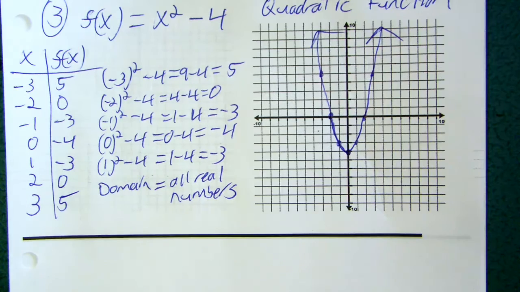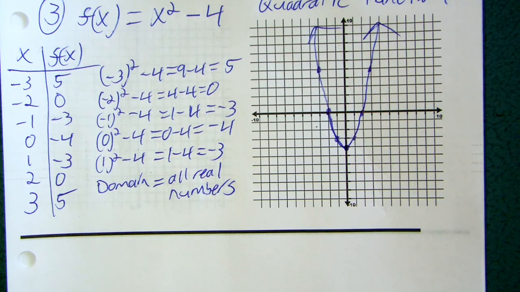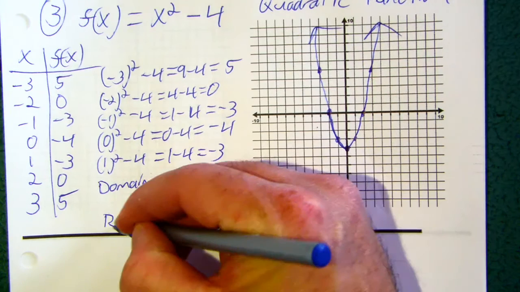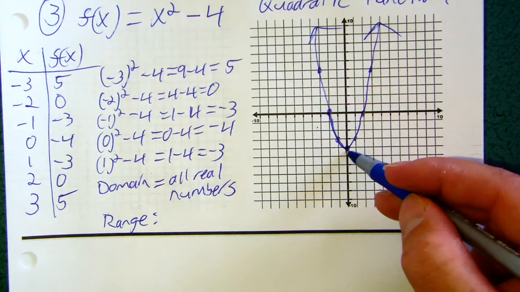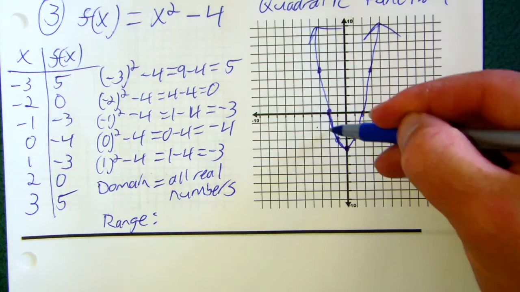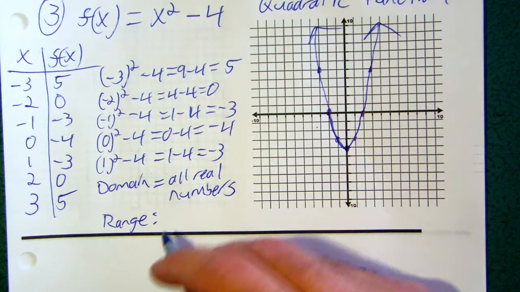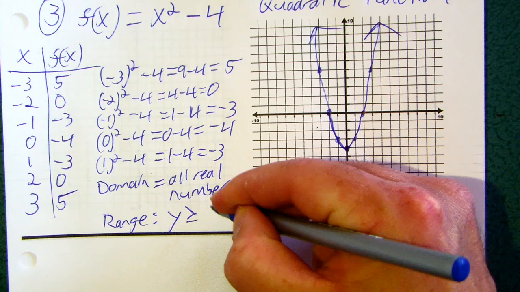For the most part, not till we get very late in the school year will we get a function where you got to worry about the domain. But as far as our domain with these functions go, you can substitute in whatever you want. The range can differ though. For my range, my smallest y value is negative 4. Notice my graph comes down, bounces back up. So the range is y is greater than or equal to negative 4.